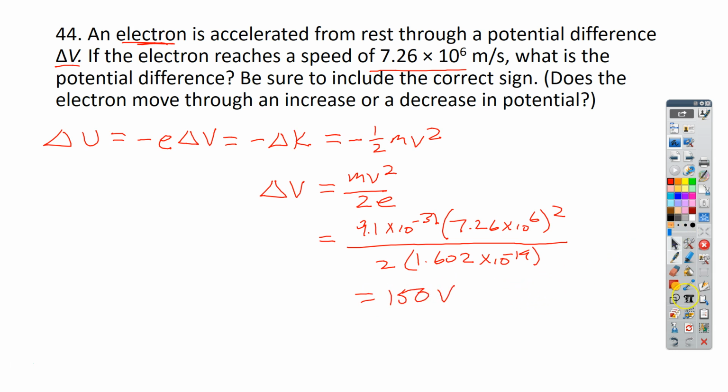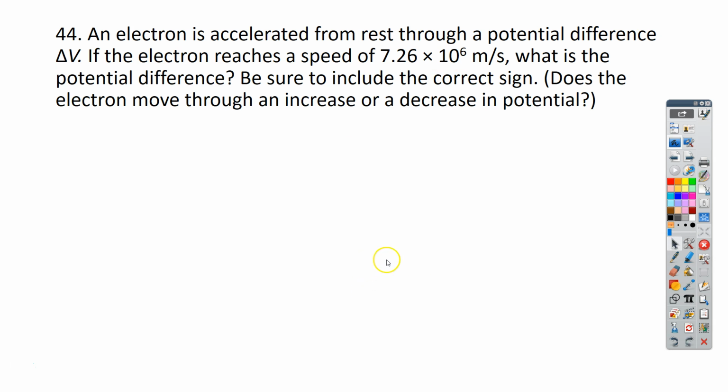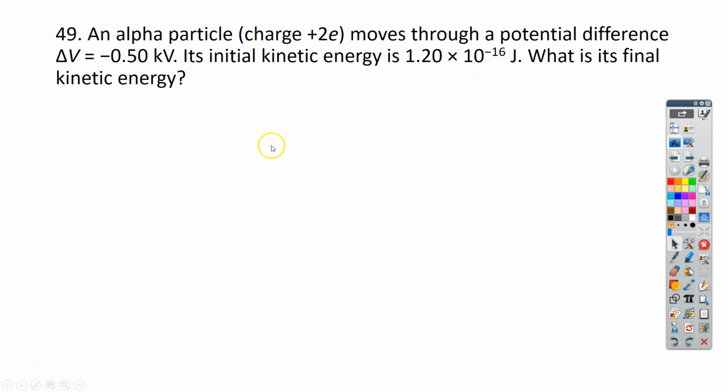The last problem that we're going to do is number 49. For number 49, we have an alpha particle, which has a charge of 2e, moves through a potential difference of about negative 0.5 kilovolts. Its initial kinetic energy is 1.2 times 10 to the negative 16th. They want to know what is its final kinetic energy.